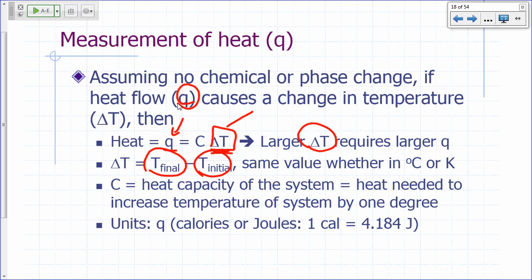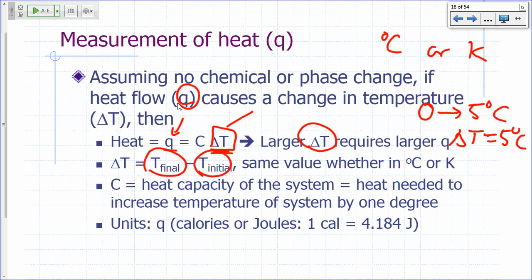Note that this is a change in temperature, so the unit for delta T can be degrees Celsius or Kelvin, and it will have the same value whether you express it in Celsius or Kelvin. Why is that? Let's say you went from 0 degrees Celsius to 5 degrees Celsius. What's delta T for that one? That's 5 minus 0, 5 degrees, right?